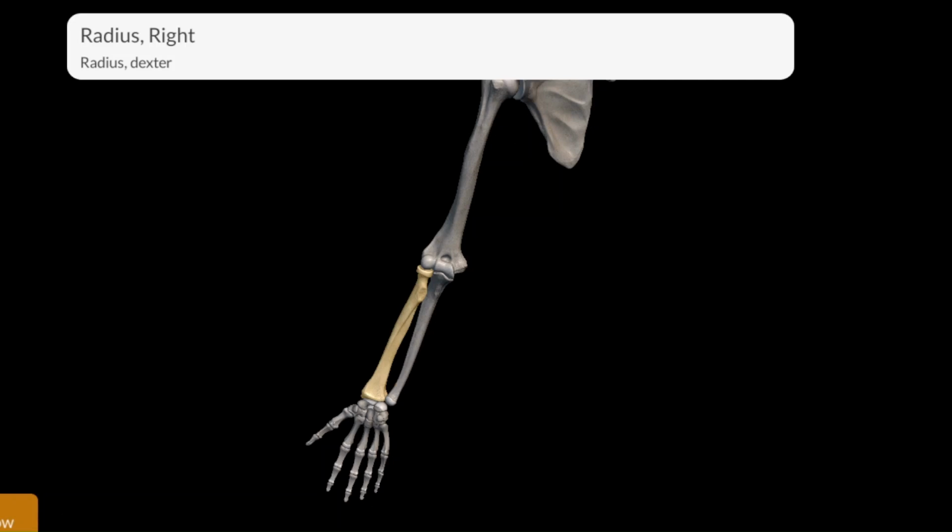You get a radius there, and then we have the ulna, which is medial, closer to the midline. We have different lines when you're standing in the anatomical position. We have what you call a midline. So this is the midline.